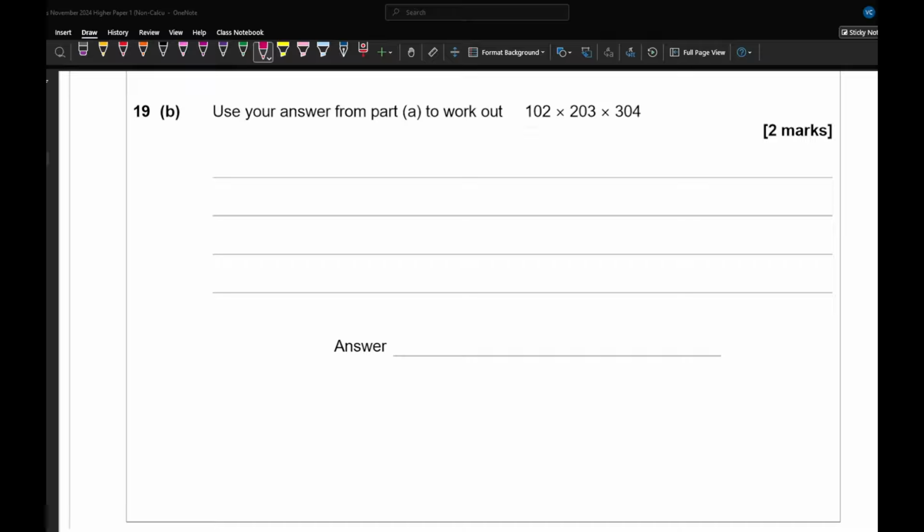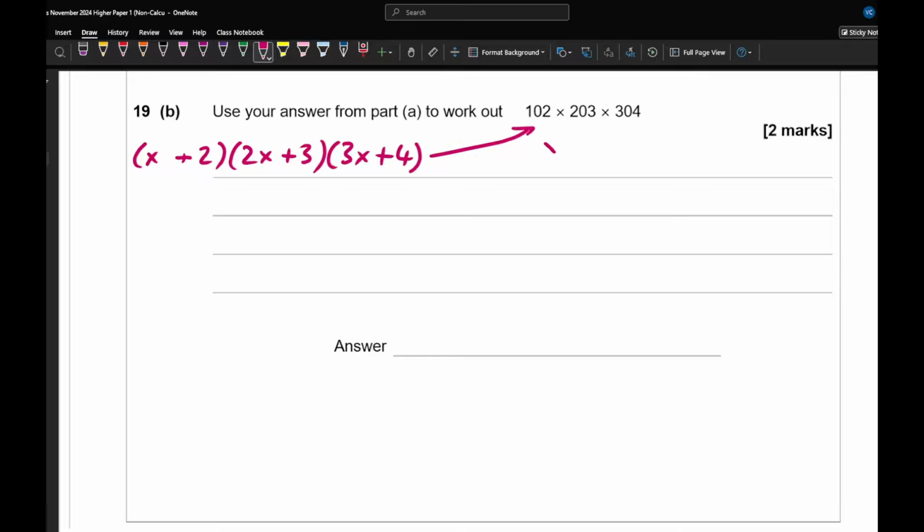Now moving on to question 19b, it says use your answer in part A to work out what 102 times 203 times 304 is. Now if we look back at question 19a, what I know is x plus 2 multiplied by 2x plus 3 and 3x plus 4. Comparing this to this, what I establish is that x is going to equal 100. Now from this, I know that this equals 6x cubed plus 29x squared plus 46x plus 24.